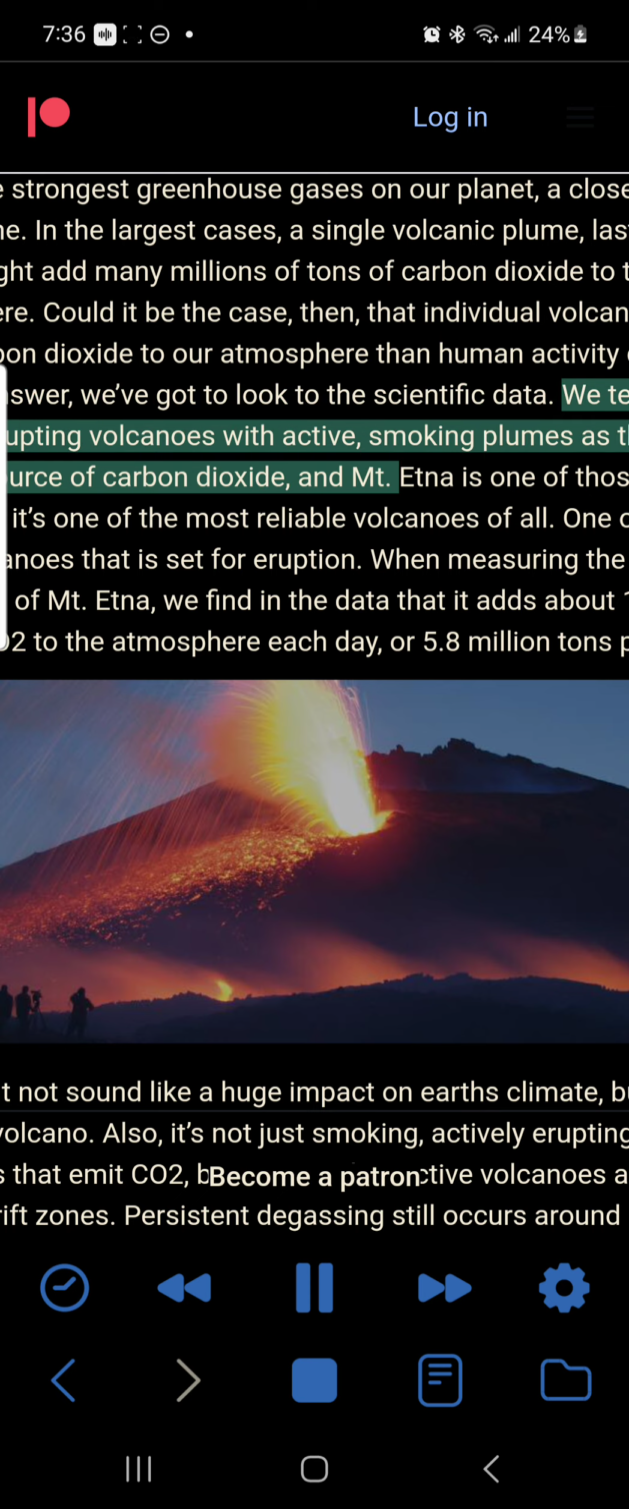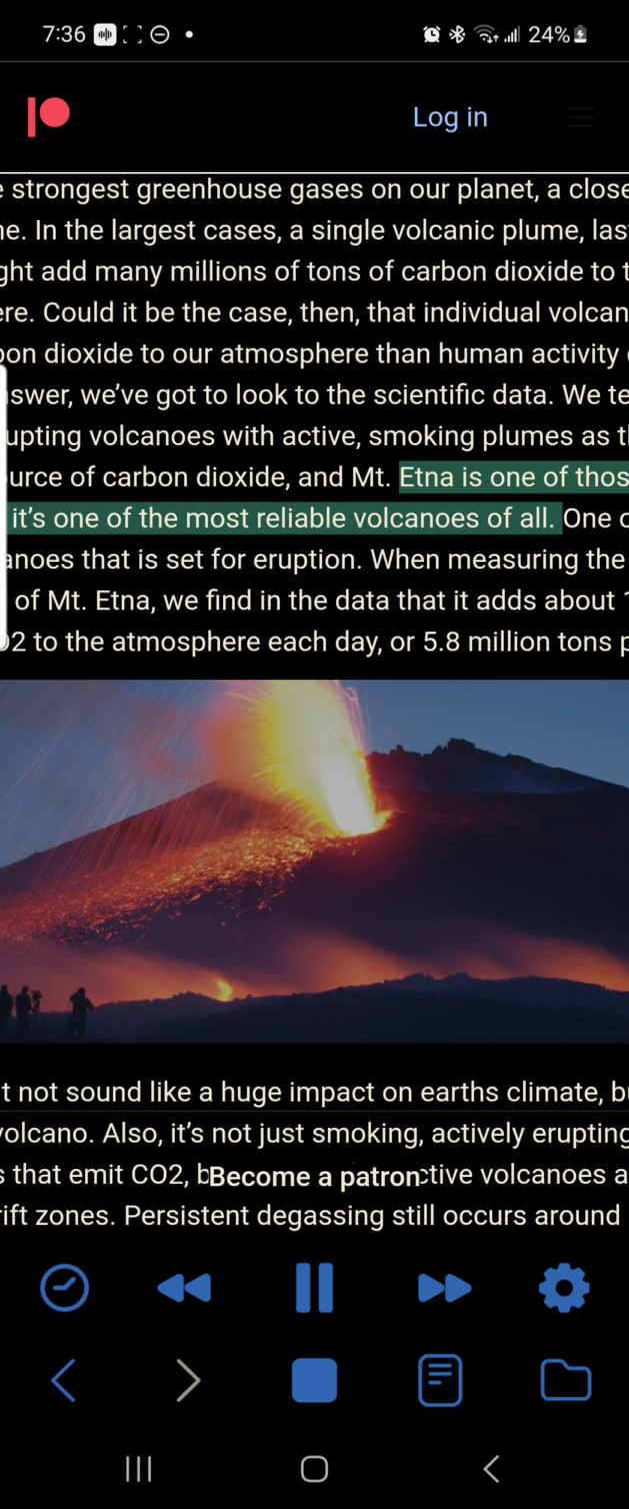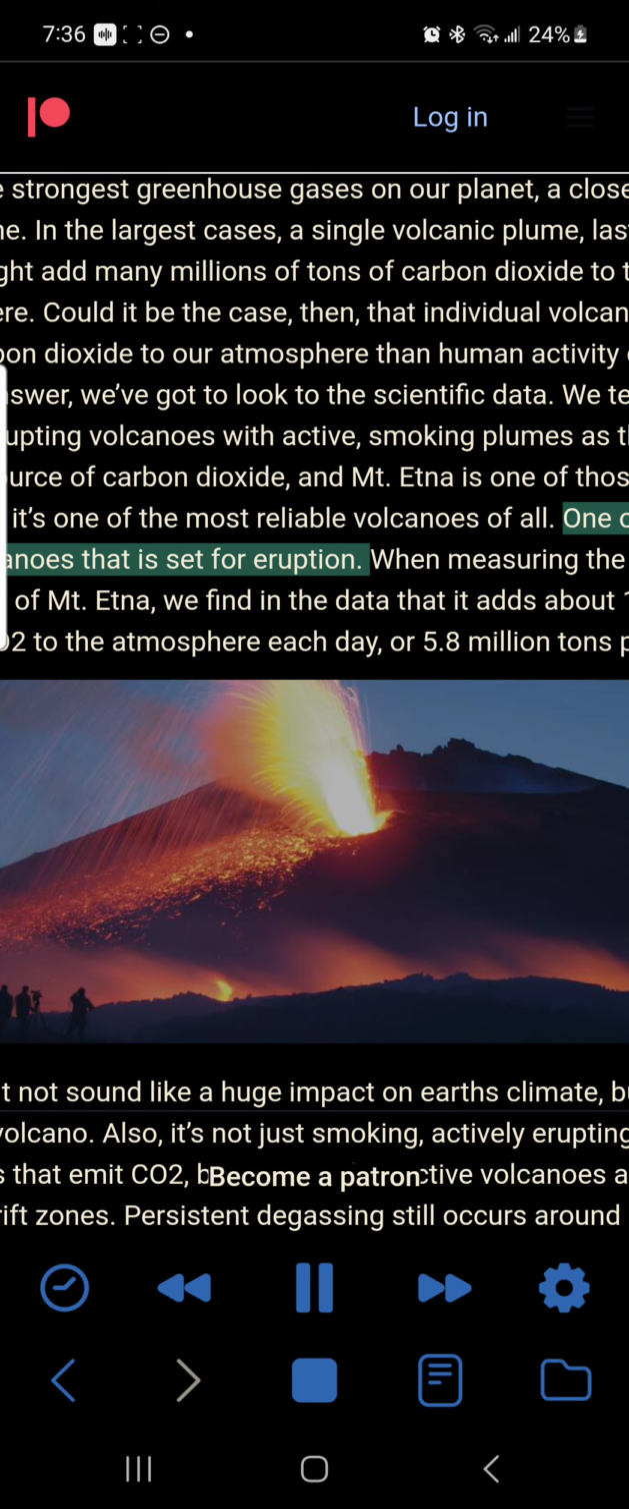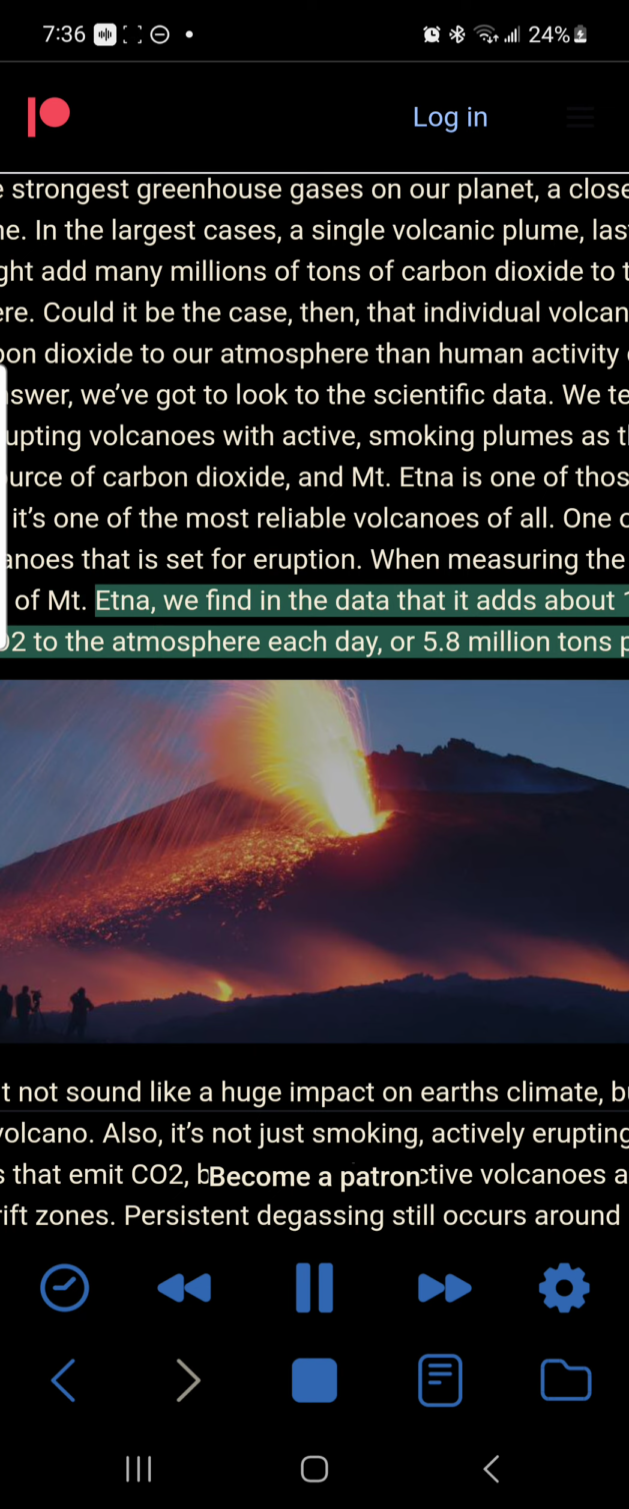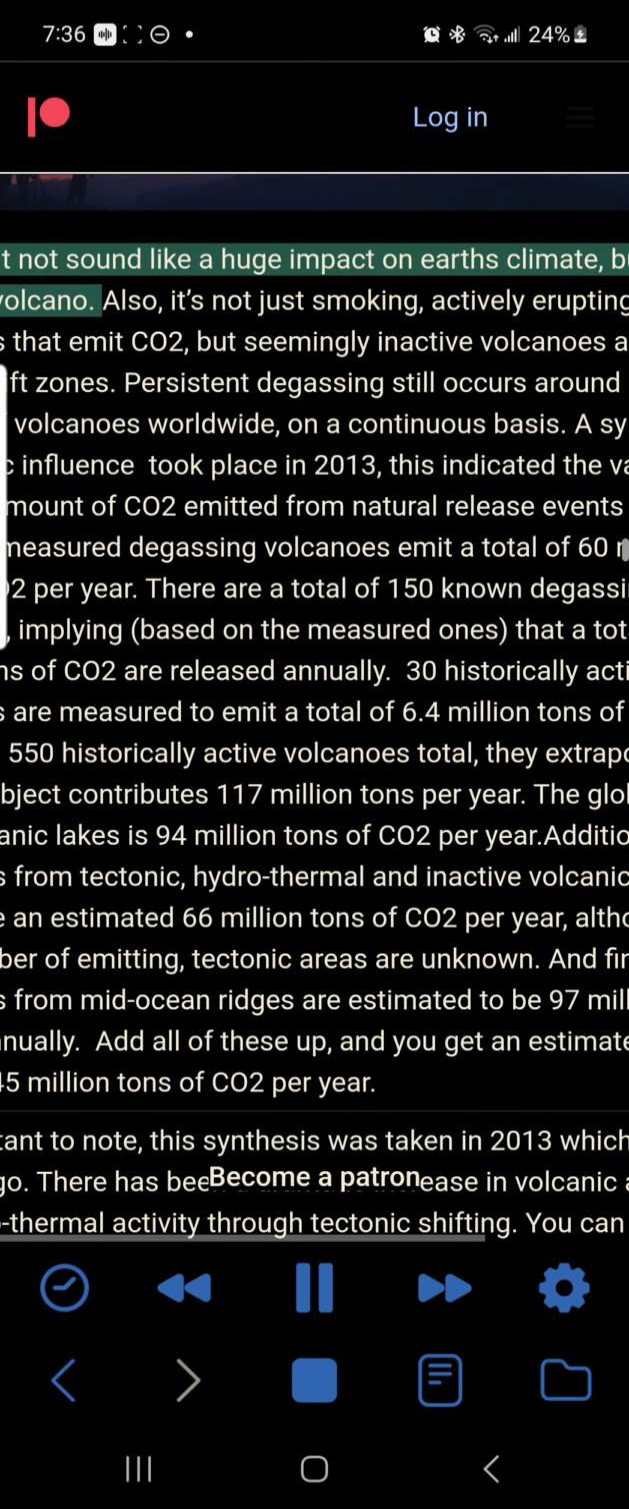We tend to think of erupting volcanoes with active, smoking plumes as the biggest source of carbon dioxide, and Mt. Etna is one of those examples. It's one of the most reliable volcanoes of all. One of the main volcanoes that is set for eruption. When measuring the degassing of Mt. Etna, we find in the data that it adds about 16,000 tons of CO2 to the atmosphere each day, or 5.8 million tons per year. This might not sound like a huge impact on Earth's climate, but it's only one volcano.